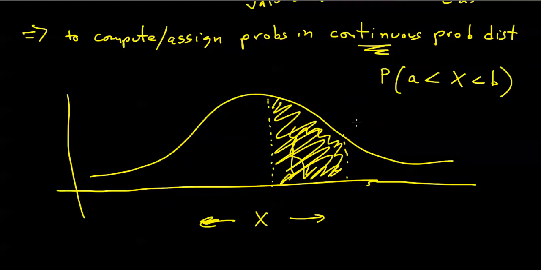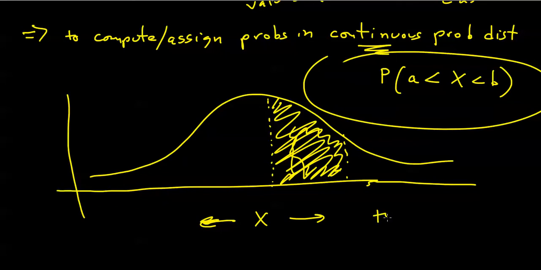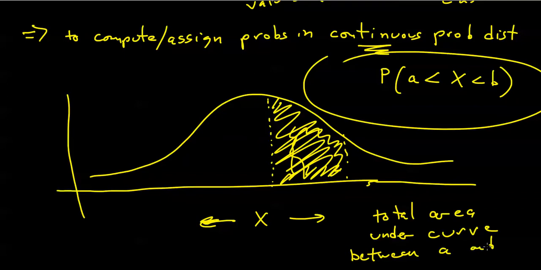So what I'm going to do is say this probability is the total area under your curve between a and b. And we'll use calculus to construct that value, that total area. But of course, calculus is not a prerequisite for this course, so don't be scared. What we're going to do is use our calculator to compute that needed area in continuous probability distributions.